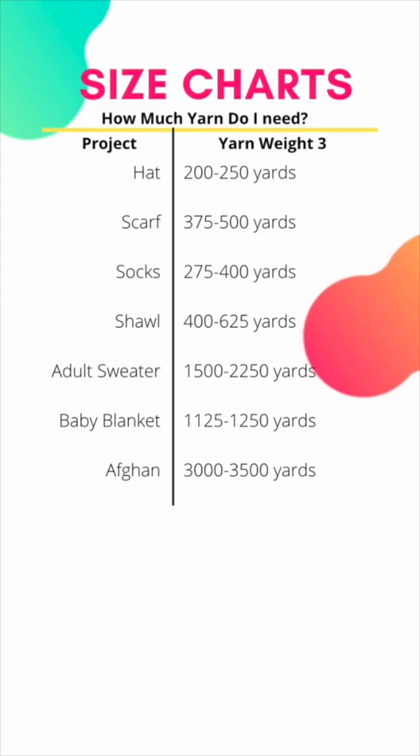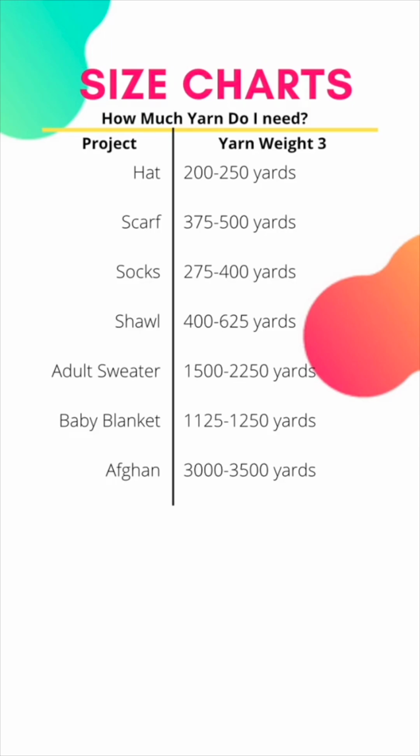It's usually a chart or a table that tells you what sizes are available in the pattern, how to make adjustments for different sizes, and so on. But I think a common question a lot of people have when it comes to size charts is, how much yarn am I actually going to need? You can Google how much yarn do I need, and it'll tell you in this pretty little table. That's where I got this info from.